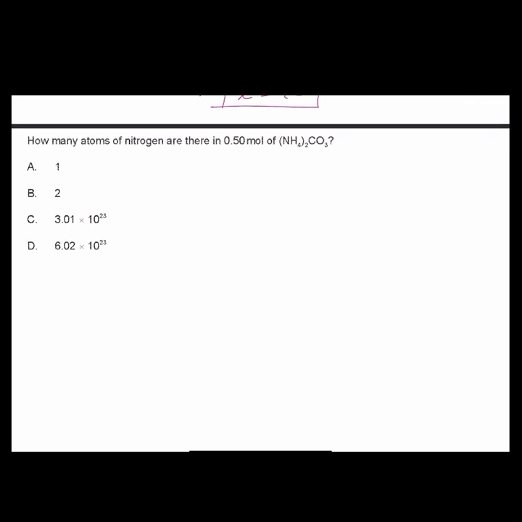Now the next one. How many atoms of hydrogen are there in 0.5 moles of (NH4)2CO3? I can start by this. We can say that the moles of nitrogen atoms present in 1 mole of (NH4)2CO3 will be equal to 2. How? Because in 1 molecule of (NH4)2CO3, I have 2 atoms of nitrogen. So in 1 mole of this compound, I'll have 2 moles of nitrogen atoms.